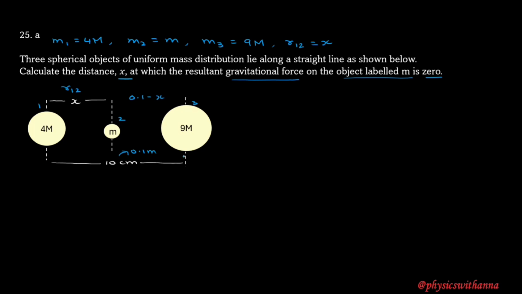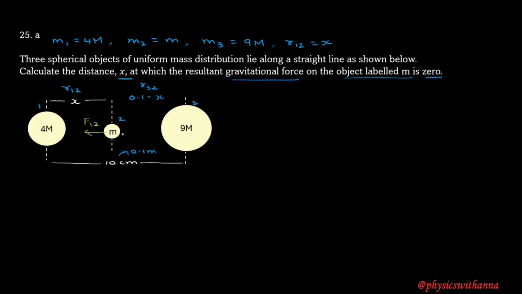As the total distance from 1 to 3 is 0.1, a part of that distance is x, so the other part will be 0.1 minus x. I will write this distance as R32. We need to find x such that the net gravitational force acting on mass m is equal to 0. Now there are two forces acting on mass m. First, the gravitational force of attraction because of object 1, which will try to pull the mass m towards left. We call this force F12.